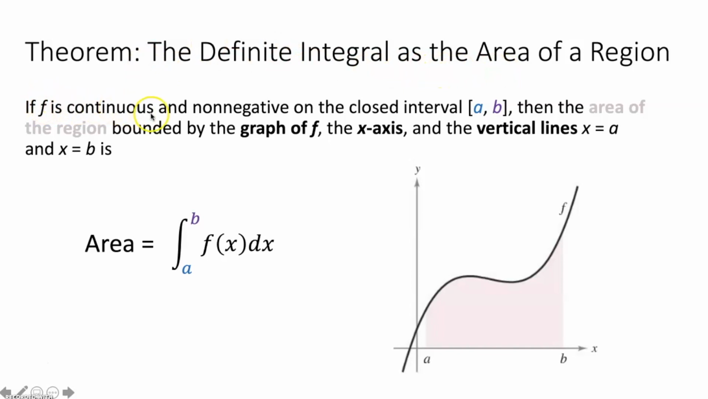First thing we're going to talk about is the definite integral as the area of a region. If f is continuous and non-negative on the closed interval from a to b, then the area of the region bounded by the graph of f, the x-axis, and the vertical lines x equals a and x equals b is equal to the integral from a to b of f of x dx.